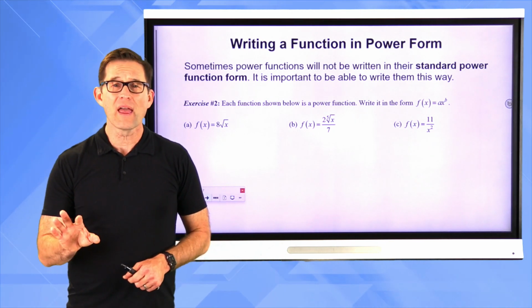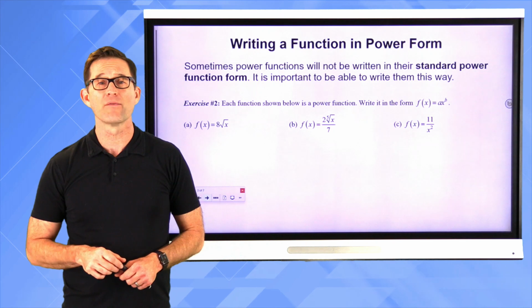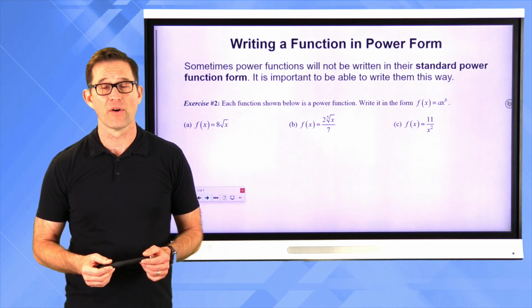Now, writing a function in power form. Sometimes power functions will not be written in their standard power function form.